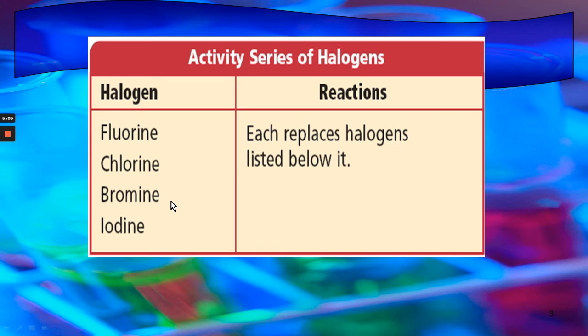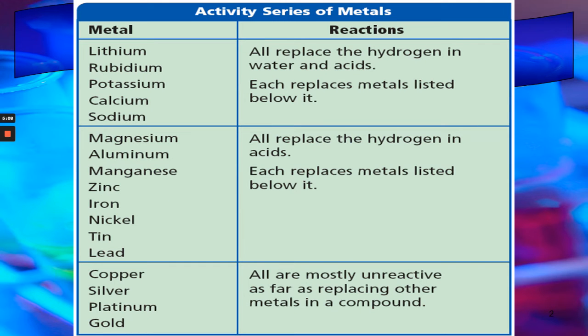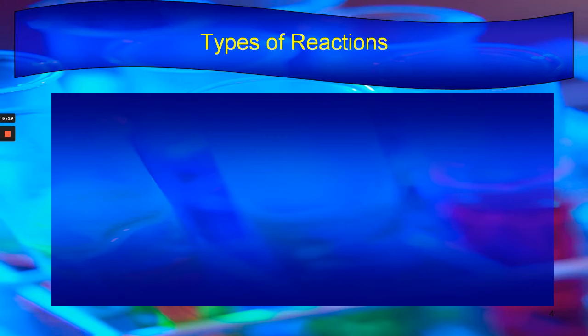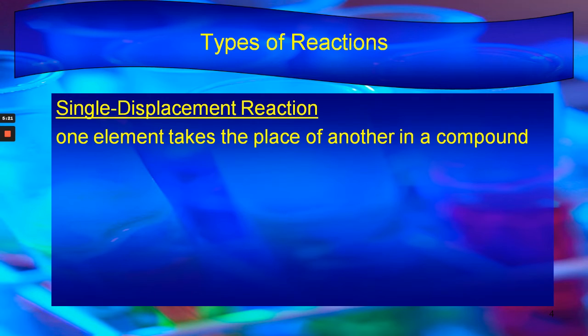Okay, so I have included these two as some slides in one of the lessons, and you'll just want to go back to it as you use these materials. Okie dokie. All right, so let's look at the different types of reactions. The first type is a single displacement, or you'll hear it called single replacement. And that's just when one element takes the place of another in a compound.